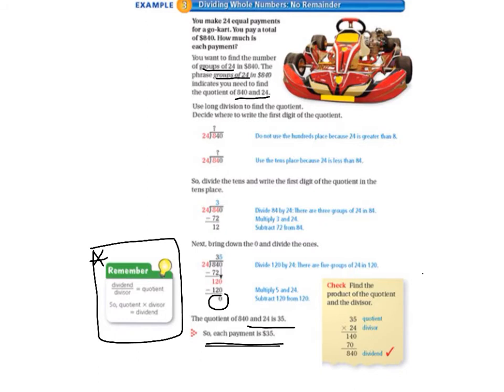And then we do this very important step. We check, we find the product of the quotient and the divisor. So we multiply the roof of our house times the backyard here, 35 times 24, and see if we get the inside of our house. And we do, we get 840. So there should never be any wrong answers to division problems. We should always be able to check our answer.